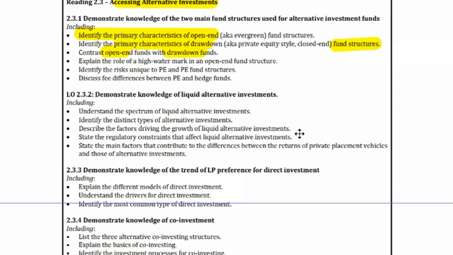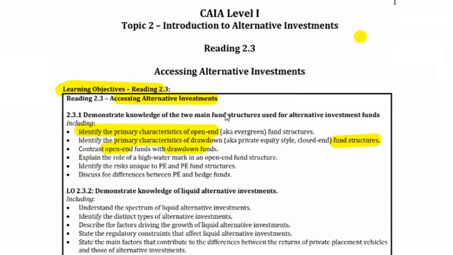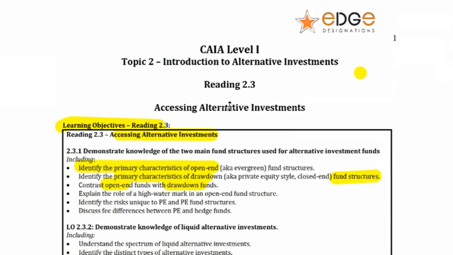Now, if you don't know the answers to these, then you haven't taken in sufficiently to be able to answer your exam questions from this particular reading. A good suggestion then would be either to re-watch the video, reread the notes to make sure you've got that under control. Okay, this then brings us to a close of reading 2.3, accessing alternative investments. Topic 2, intro to alternatives, and reading 2.3.